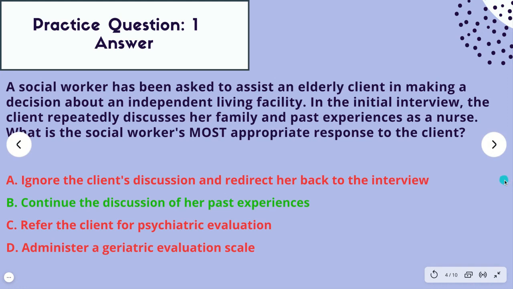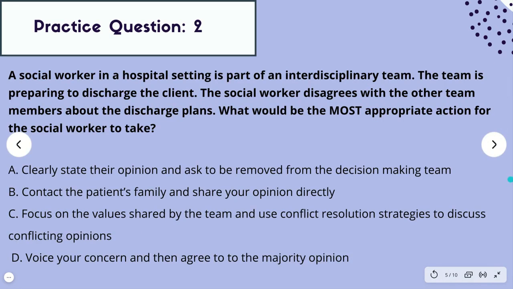Okay, question number 2. A social worker in a hospital setting is part of an interdisciplinary team. The team is preparing to discharge the client. The social worker disagrees with the other team members about the discharge plans. What would be the most appropriate action for the social worker to take? Go ahead and read that through.